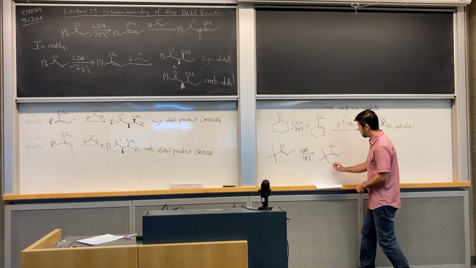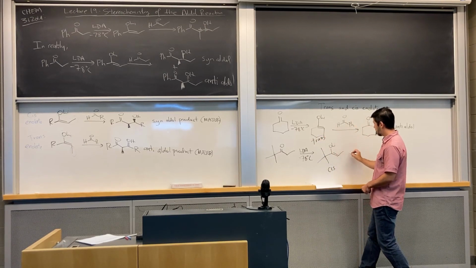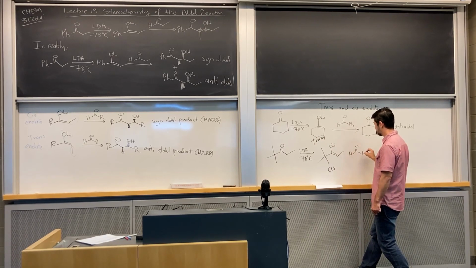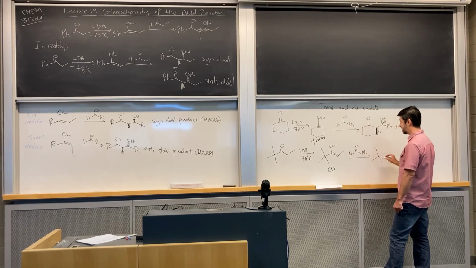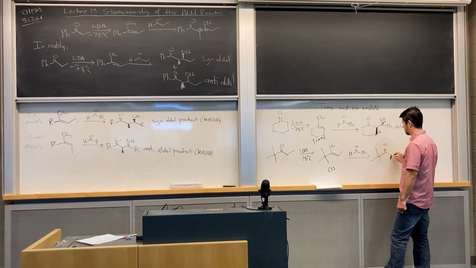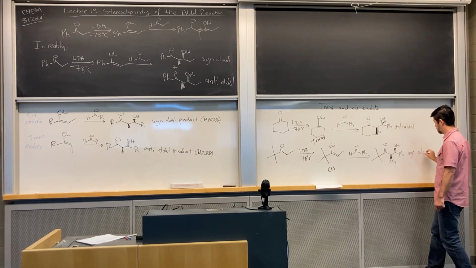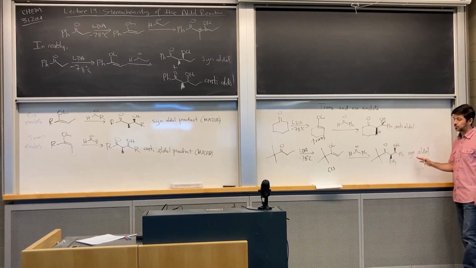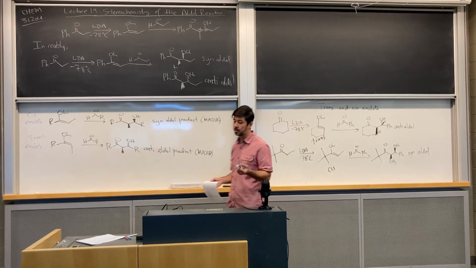Okay, so this is a cis enolate. This is trans up here. So when this reacts with the electrophilic substrate, we are going to get a syn aldol product as our major product. Okay, so those are some examples of how we can predict the stereochemical outcome.